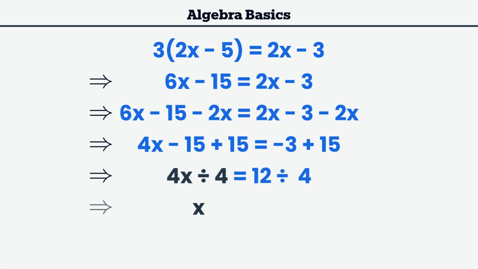4x divided by 4 is x. 12 divided by 4 is 3. So x equals 3.